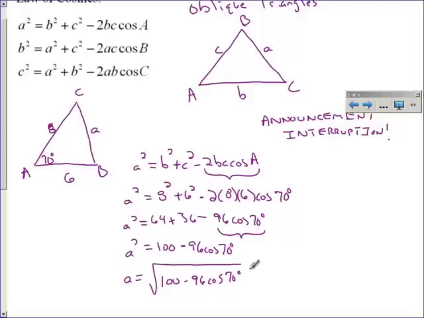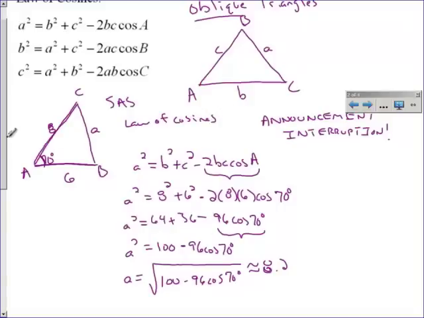And this worked out to be about 8.2. So we found the missing side length in a non-right triangle. Non-right means oblique. And I also want you to notice that this triangle was a side angle side triangle. We knew one side length, we knew a second side length, and we knew the included angle between them. This is a perfect example for when to use the law of cosines.